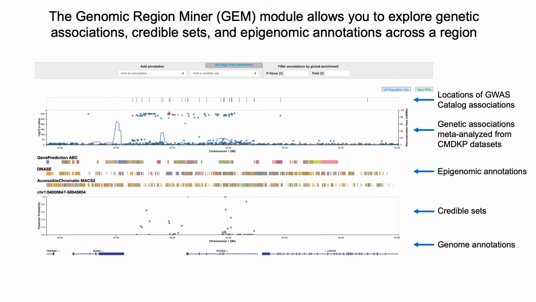The Genomic Region Miner allows you to explore the evidence about regulatory targets and tissues of action for a locus by stacking up genetic associations, epigenomic annotations, and credible sets across a region. This module is still in active development, and we welcome comments on it.